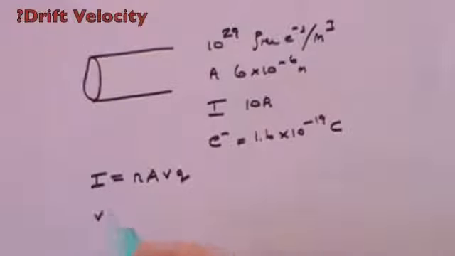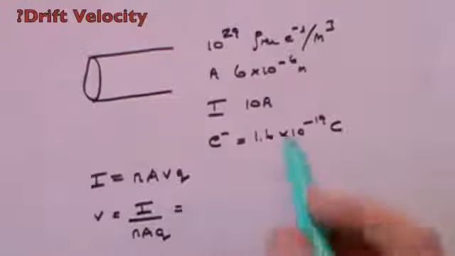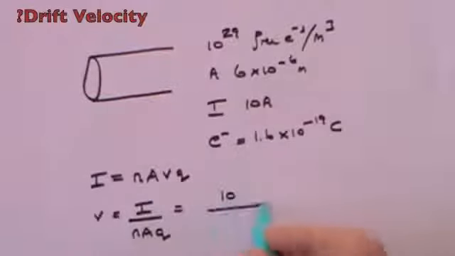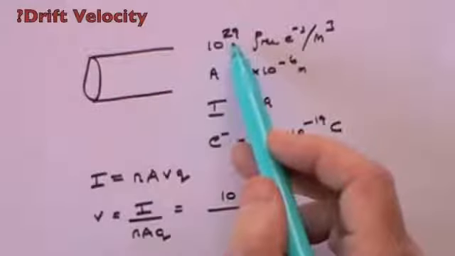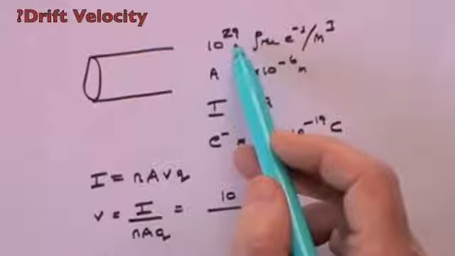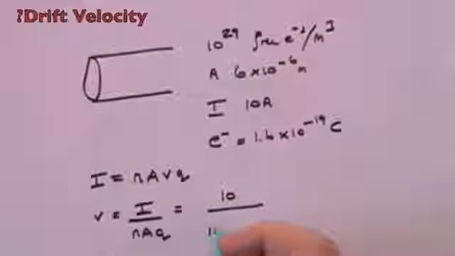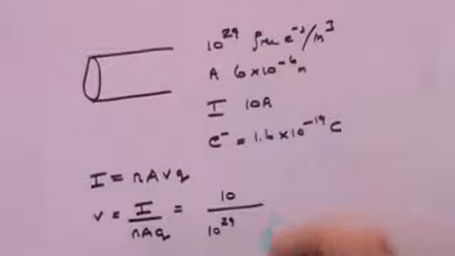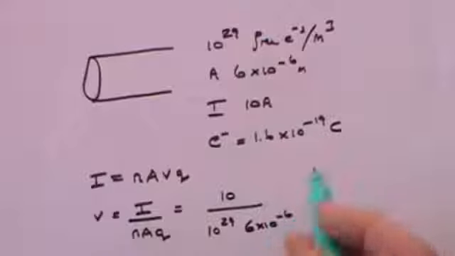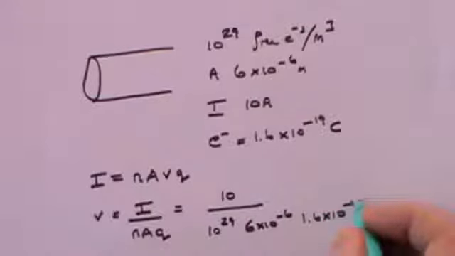And that means that v, which is the drift velocity that we need to find, is going to be I divided by NAQ. Well, we know that the current is 10 amps. We know that the number of free electrons is 10 to the 29 per cubic metre. We know that the area is 6 times 10 to the minus 6. And we know that the charge on the electron is 1.6 times 10 to the minus 19.